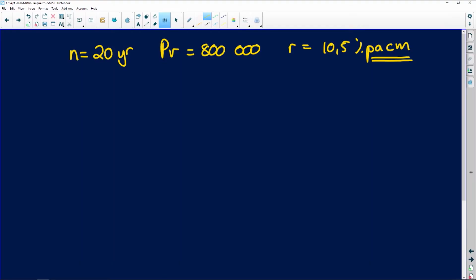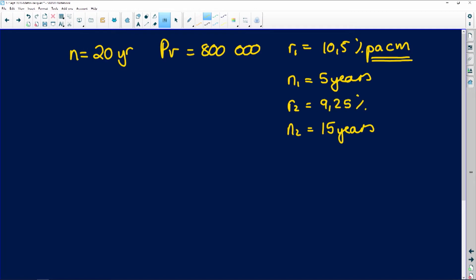Okay, so this interest rate was charged for a period, I'm going to make this period N1, 5 years. And let's make this R1. Then thereafter, they say for the remainder of the period, so for N2, which will then be the remaining 15 years, the second interest rate was charged at 9.25% per annum, again compounded monthly.